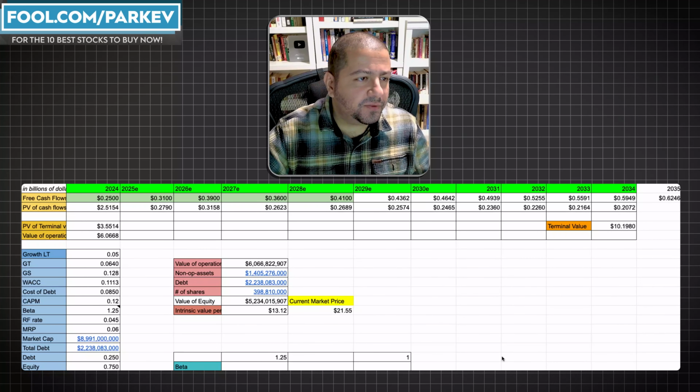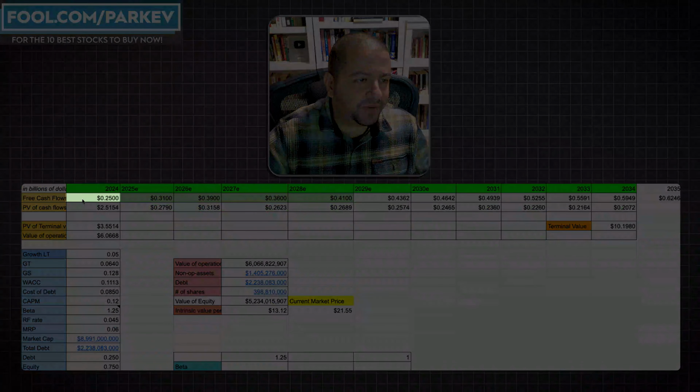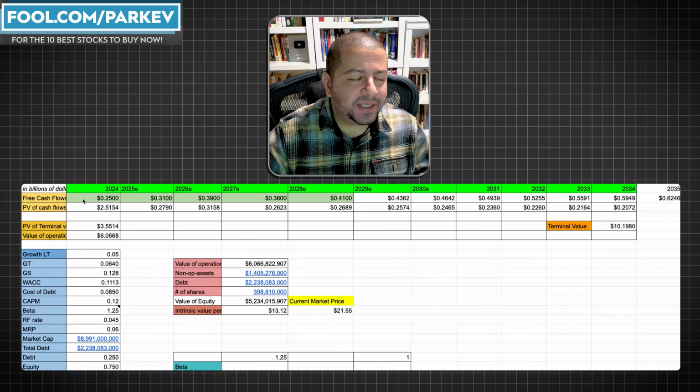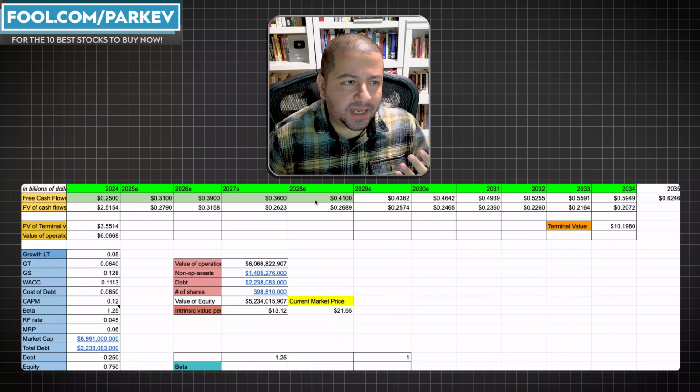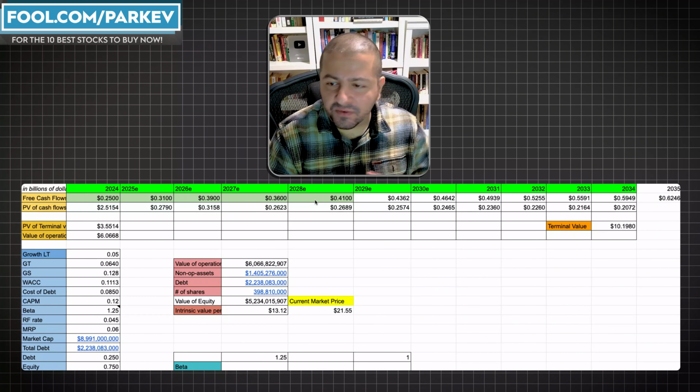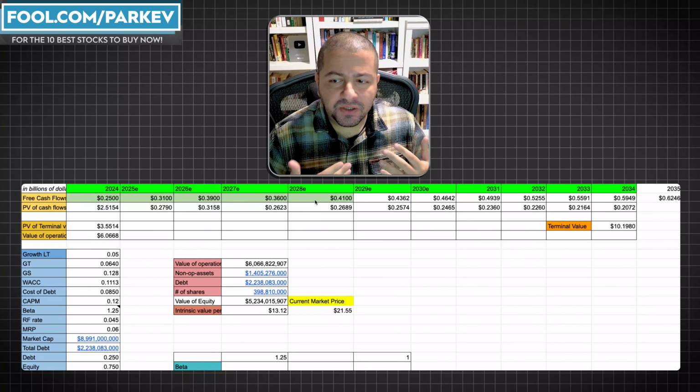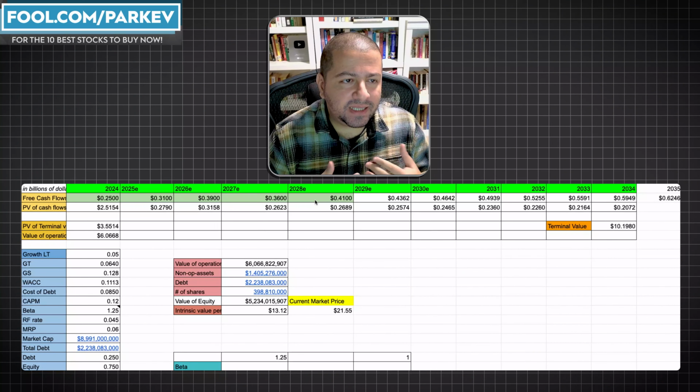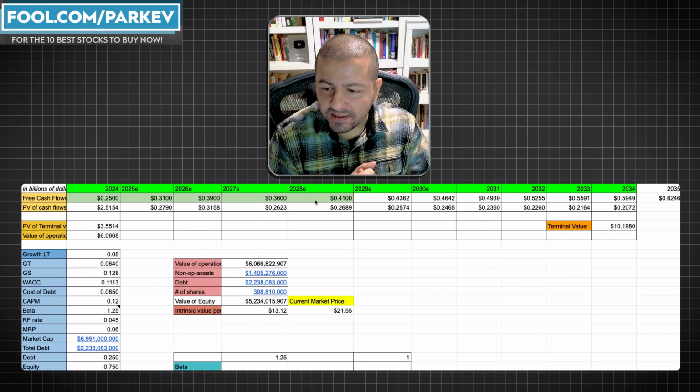So let's get started with this 2024 free cash flow number of 250 million expected for Unity Software. The free cash flow expectations from 2024 to 2028 are derived from Wall Street analysts that are following Unity Software stock. Remember, nobody knows what's going to happen in the future, not even Wall Street analysts that are following the company. They just utilize the best information at their disposal to make these forecasts.